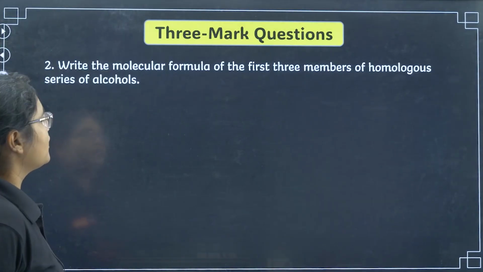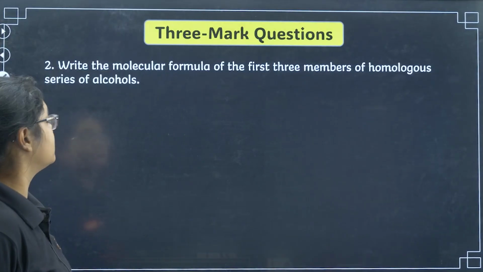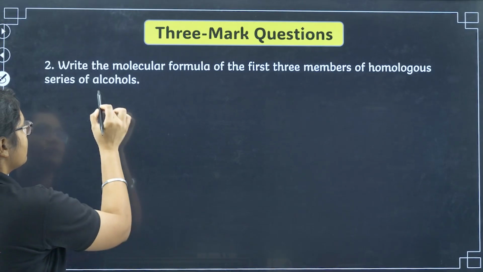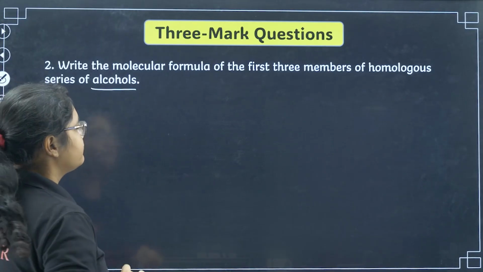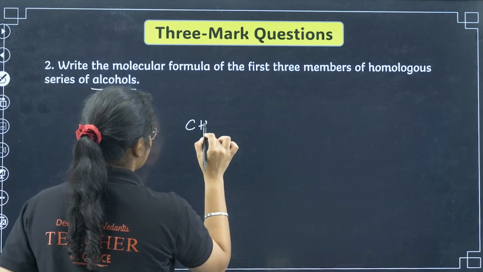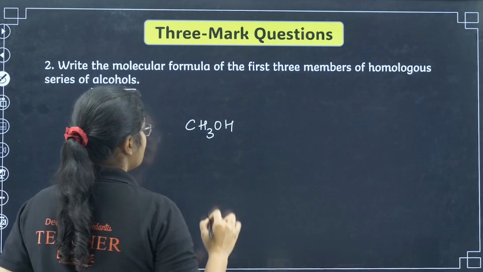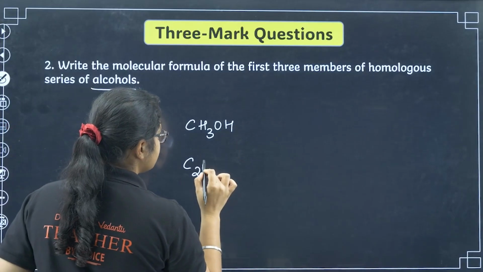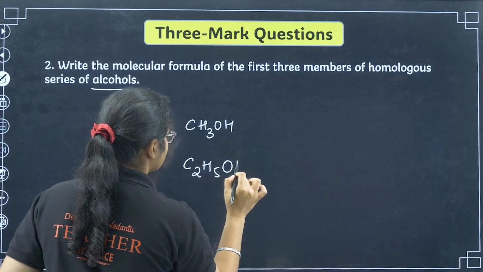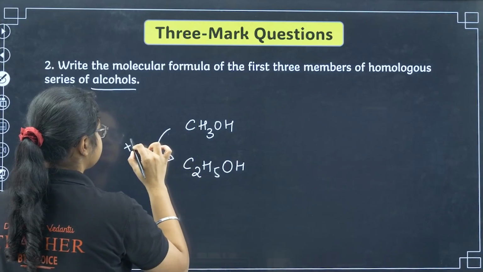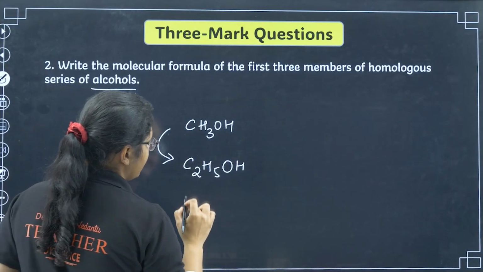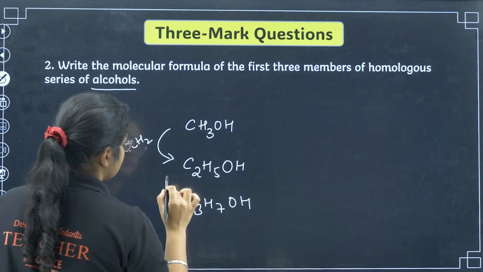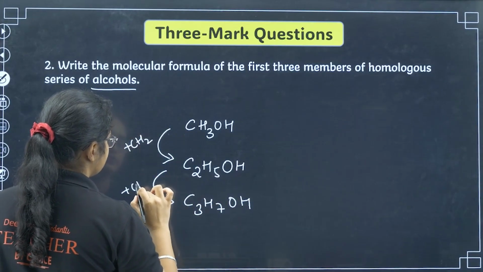Next, write the molecular formula of the first 3 members of the homologous series of alcohols. So the first member will be with 1 carbon, CH3OH. For the next one, what you have to do? You have to add a CH2 group. So you will get C2H5OH. What I have done? I have added 1 CH2 group. Next you will have C3H7OH. This one is another addition of a CH2 group.